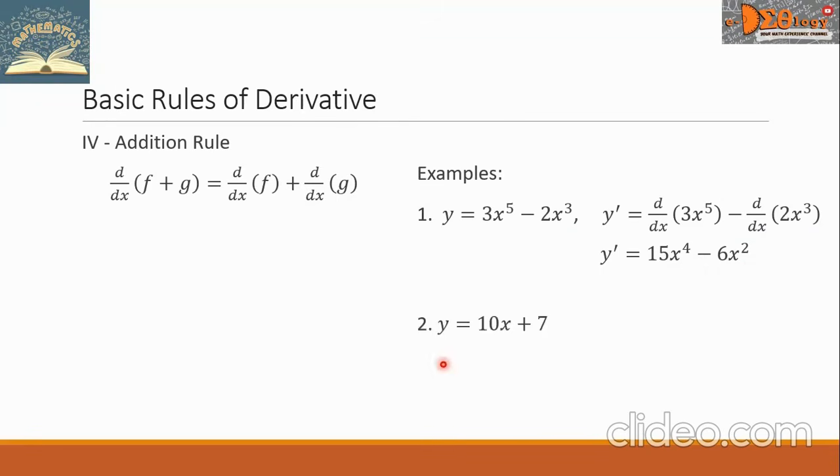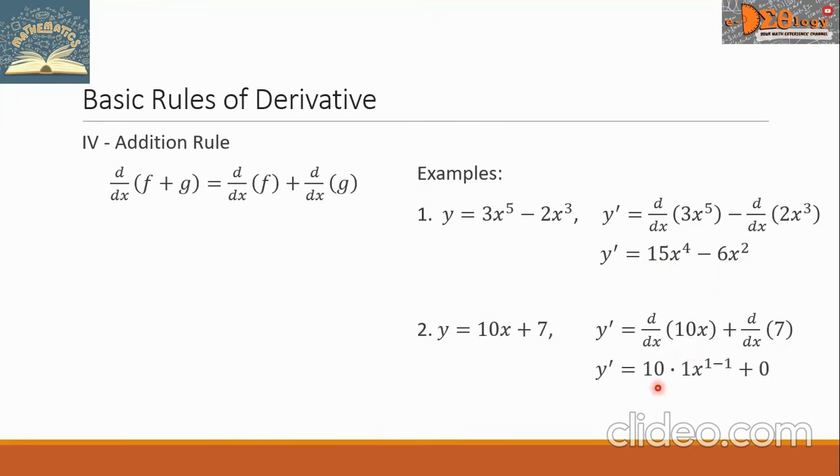Example 2, y equals 10x plus 7. Again, we're going to take the derivative of 10x plus derivative of 7. For the derivative of 10x, we have 10 times 1 times x raised to the power 1 minus 1 plus the derivative of 7, which is a constant, is 0.